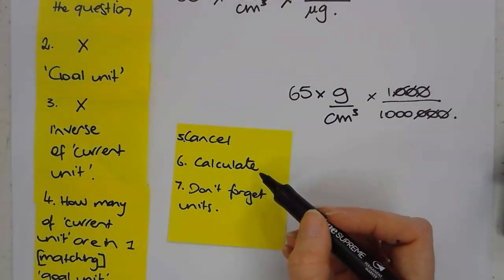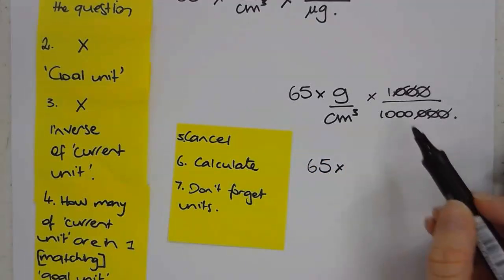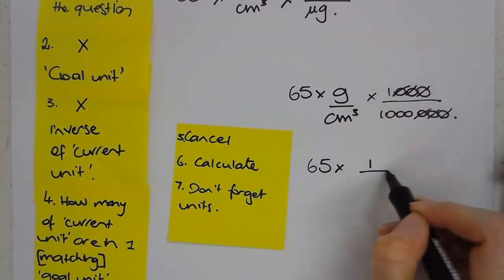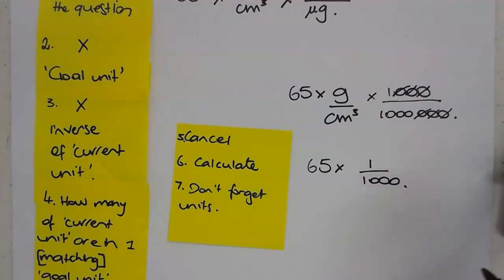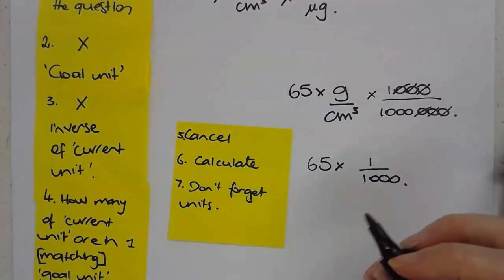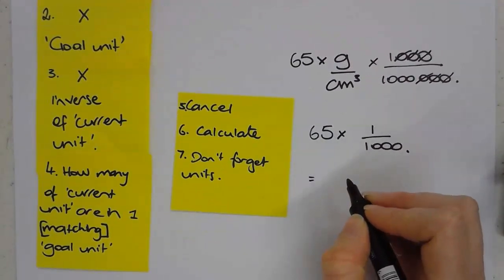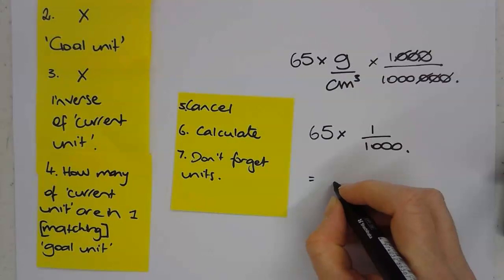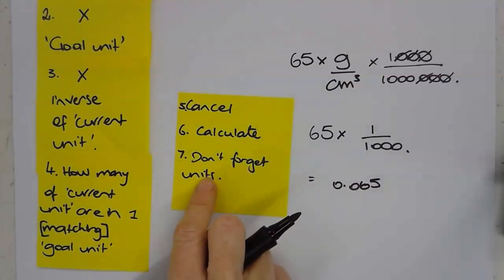We're going to calculate this, literally using a calculator if you want to. At this point you can plug into your calculator 1 over 1,000, or you can pop that in as a decimal as well if you're confident with working out those decimals. Your answer for this question is 0.065. Don't forget the units.